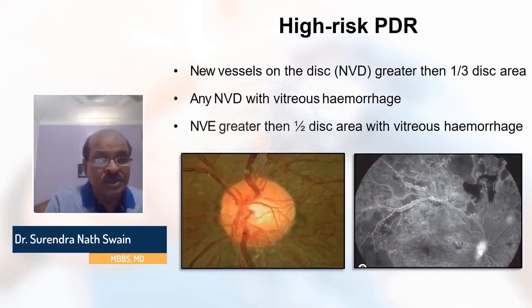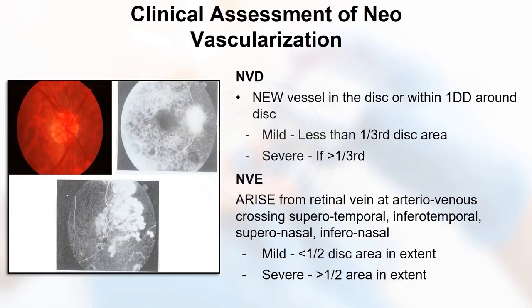High risk: new vessels on the disc greater than 1/3 disc area. This is the disc, and greater than 1/3 disc area is involved. Or any neovascularization with vitreous hemorrhage, and new vessels elsewhere greater than half disc area with vitreous hemorrhage. So this is high risk.